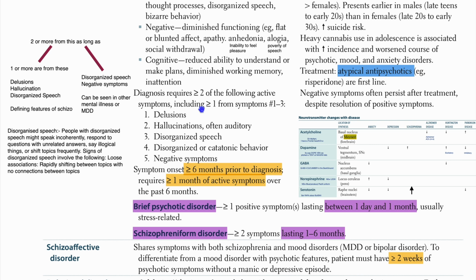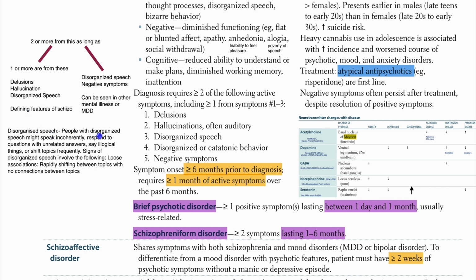Diagnosis requires two or more of the following active symptoms, including one or more from symptoms 1 to 3, right? So, two or more from this, as long as one or more are from these: delusion, hallucination, disorganized speech. So it has to be one of these, and then it has to be two or more, right? So then it could be from any of these two, so disorganized speech and negative symptoms. Okay, so delusion, hallucination, often auditory, or disorganized speech. And then you have disorganized or catatonic behavior and negative symptoms. Okay, so these are the defining features of schizophrenia, and these can be seen in other mental illnesses or MDD as well.